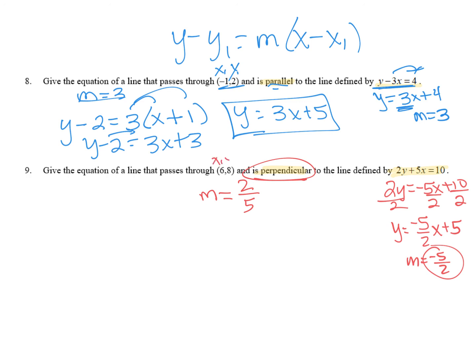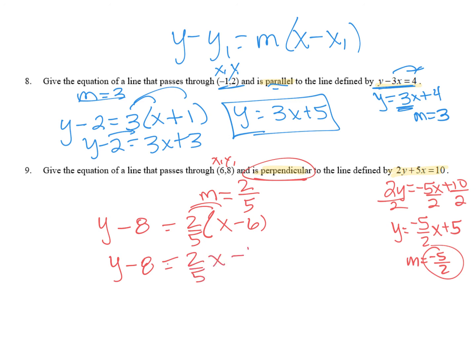And here's my x1, y1. So y minus 8 equals 2/5 times x minus 6. I'm going to distribute that. So y minus 8 equals 2/5 x minus 12/5. I'm going to add 8, so this is going to be plus 8 over here. And so y equals 2/5 x plus, just a mental note, this is going to be 40 over 5, and negative 12 plus 40 is going to be 28 over 5.